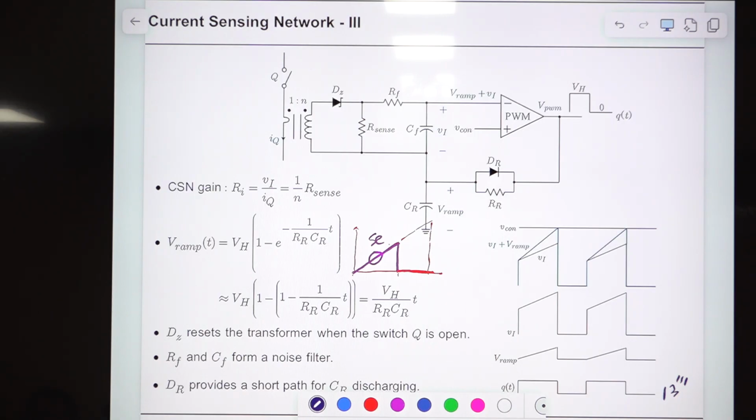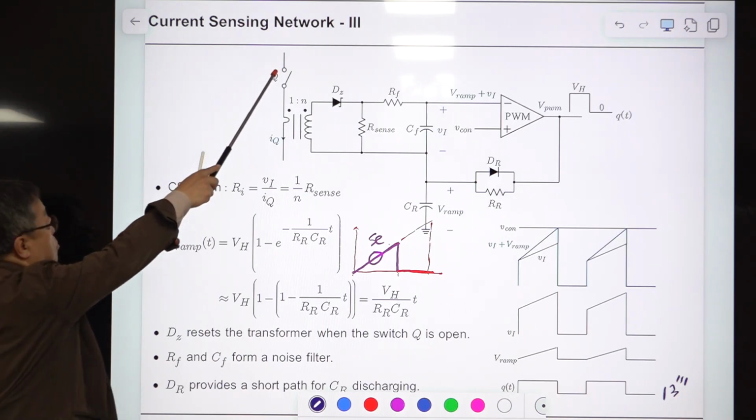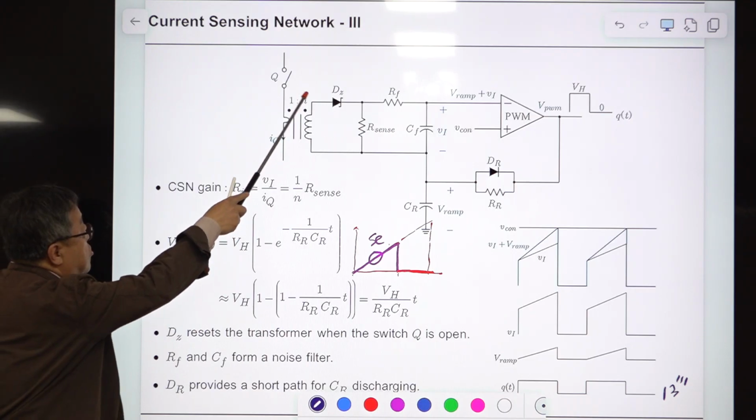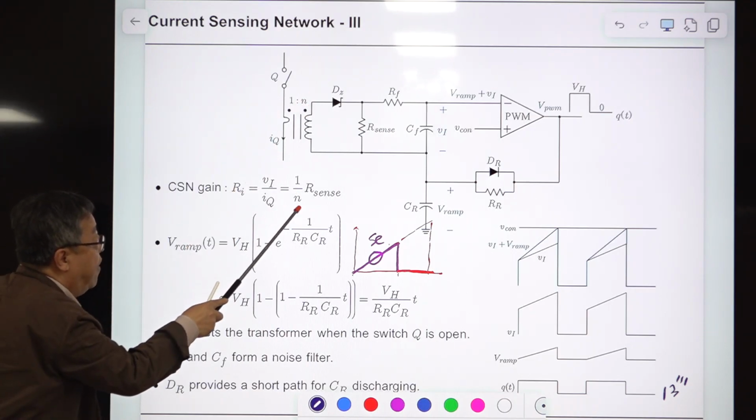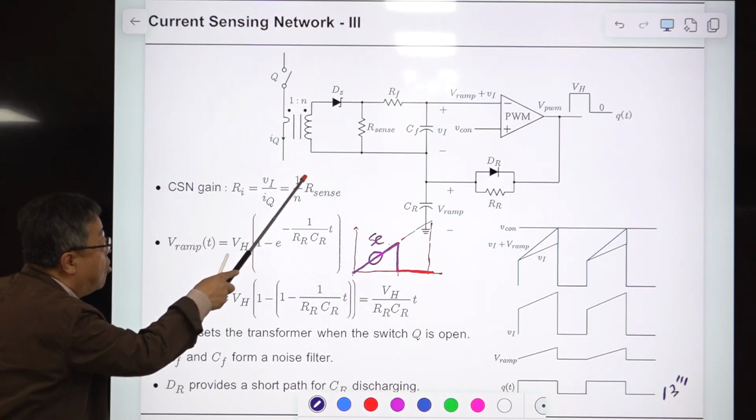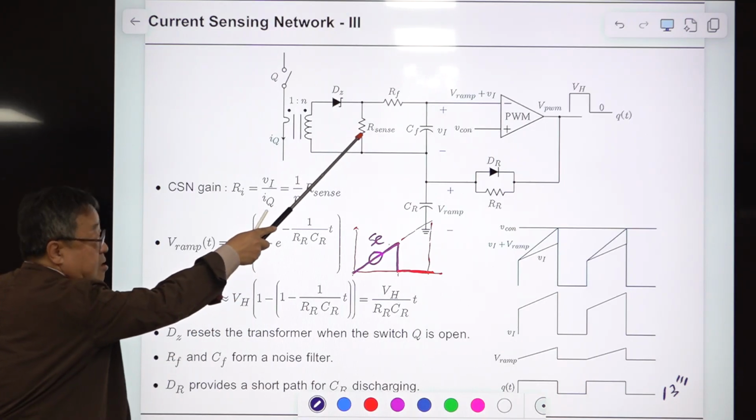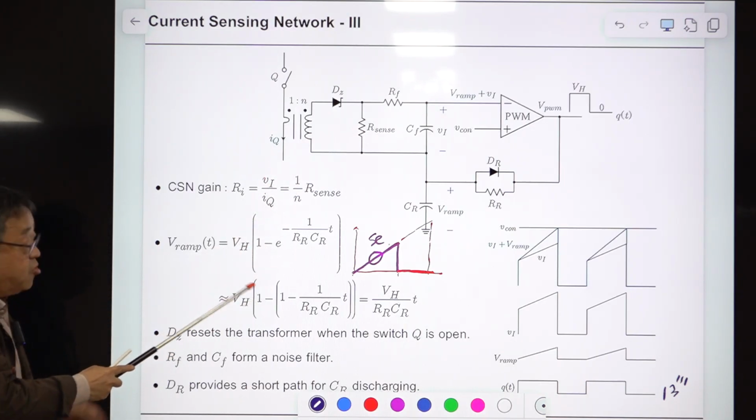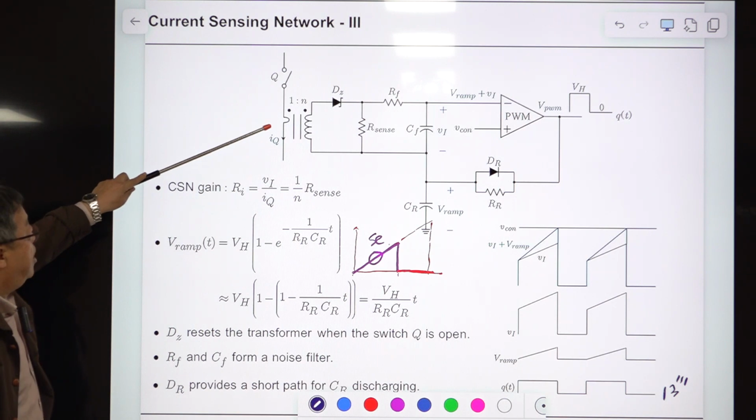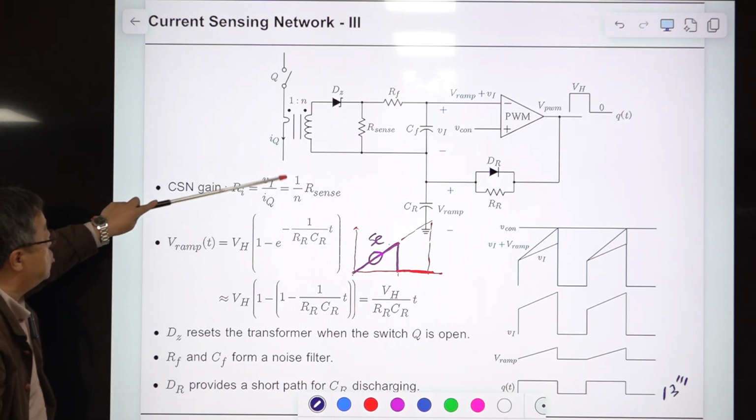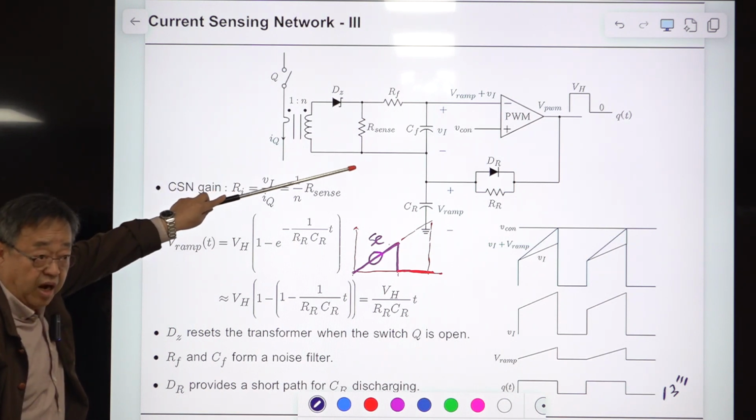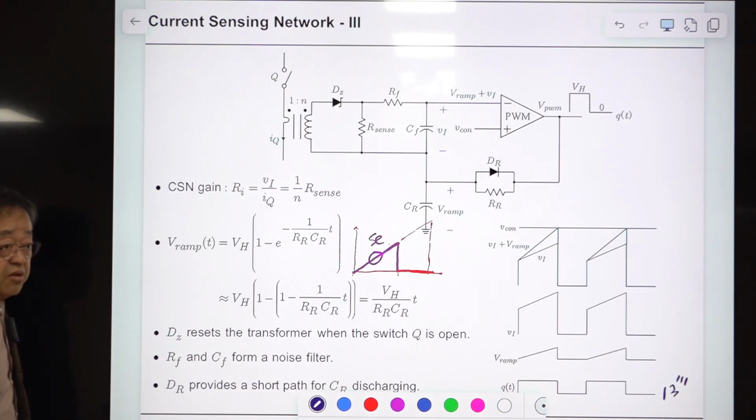Okay, so it is obvious that the switch current is passing through this, and there is a turns ratio of 1 divided by n. The dimension is current, and we multiply by this. So the current sensing network gain is simply the multiplication of this 1 over the turns ratio and R sense, the current sensing resistor. Okay, this is the CS gain.